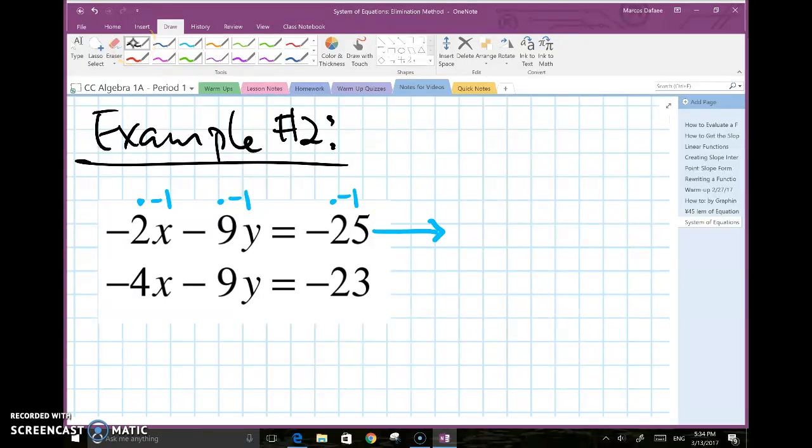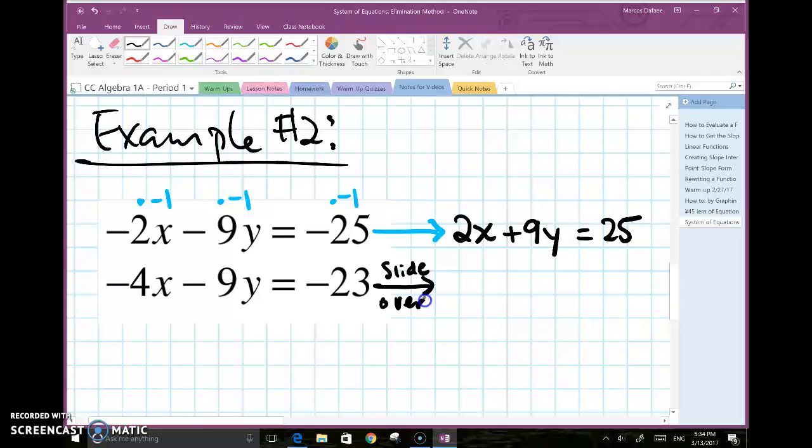We get -1 times -2x is +2x. -1 times -9 is +9y. On the other side, -1 times -25 is +25. Okay, so this is now changed from what it was before. This bottom equation, however, remains unchanged, and I just simply slide it over to the right, and I rewrite it under this. So -4x, there's my -9y, and my -23.